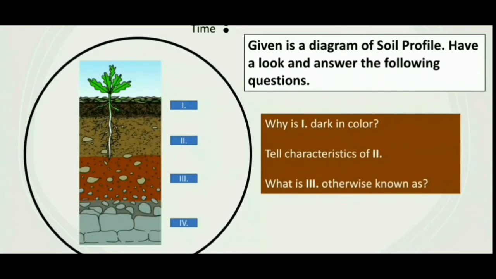Second question. Tell the characteristics of part labeled 2. The characteristics are that it has little humus, it is made up of slightly bigger rock particles, it is harder and more compact, and it contains very few living organisms. Third question. What is the part labeled 3 otherwise known as? The answer is, it is known as C horizon or the substratum.